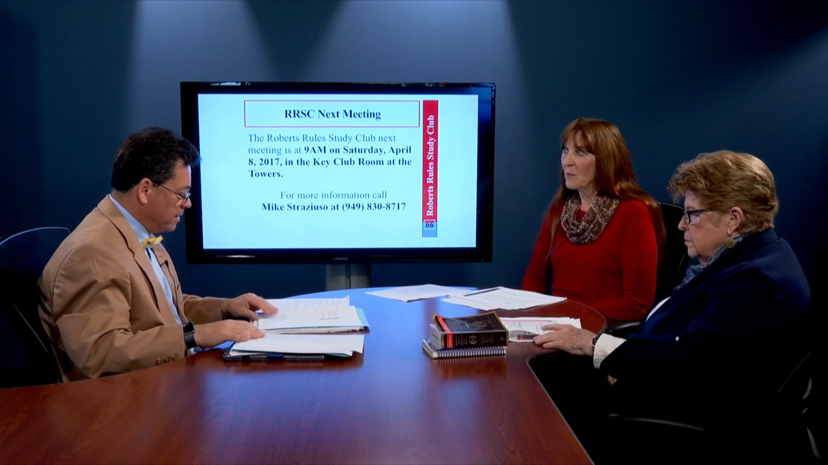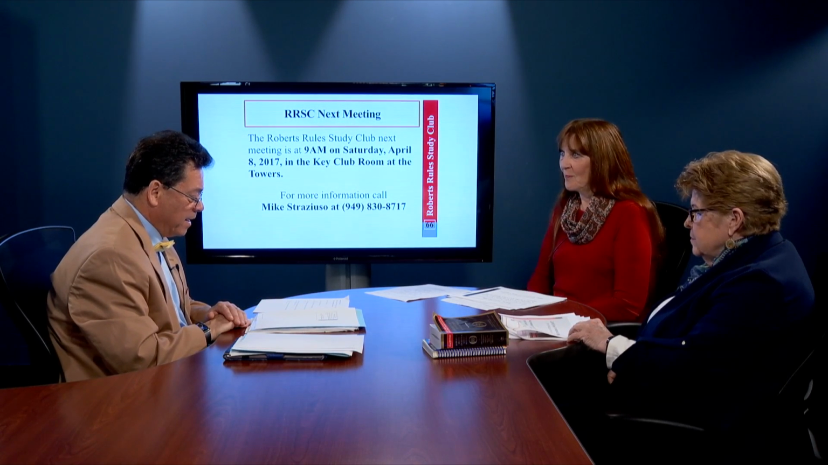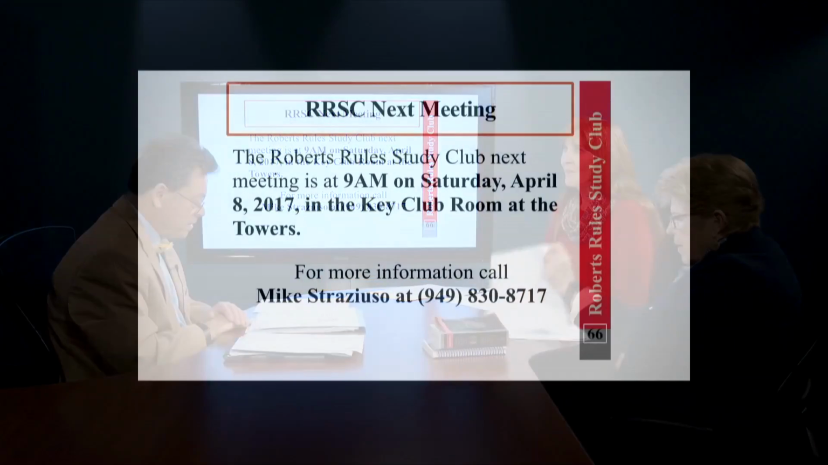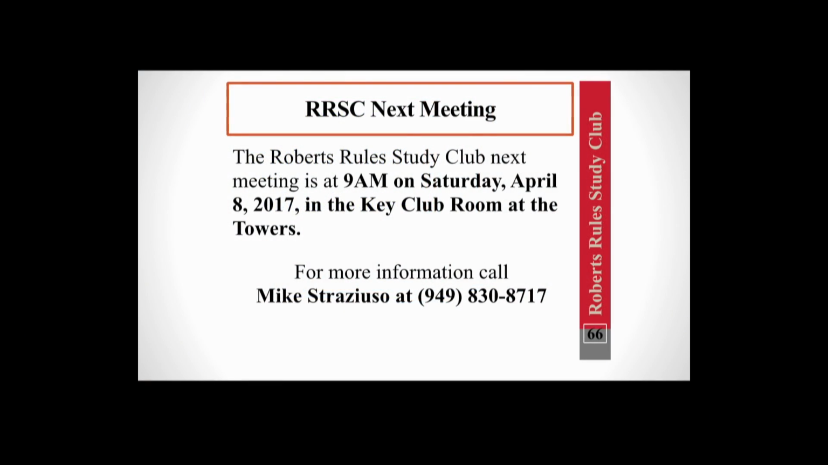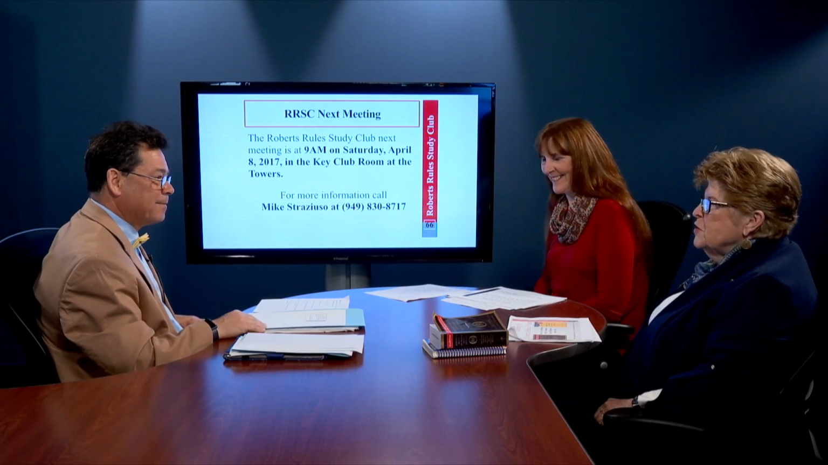You already mentioned this, Diane, that coming up this weekend, 9 o'clock in the Key Club room at the Towers, there is the next Robert's Rules meeting. If you want information, Mike Straziuso is the contact at 949-830-8717. People can call Mike and get information. And again, 9 o'clock over at the Towers. Everyone's welcome.